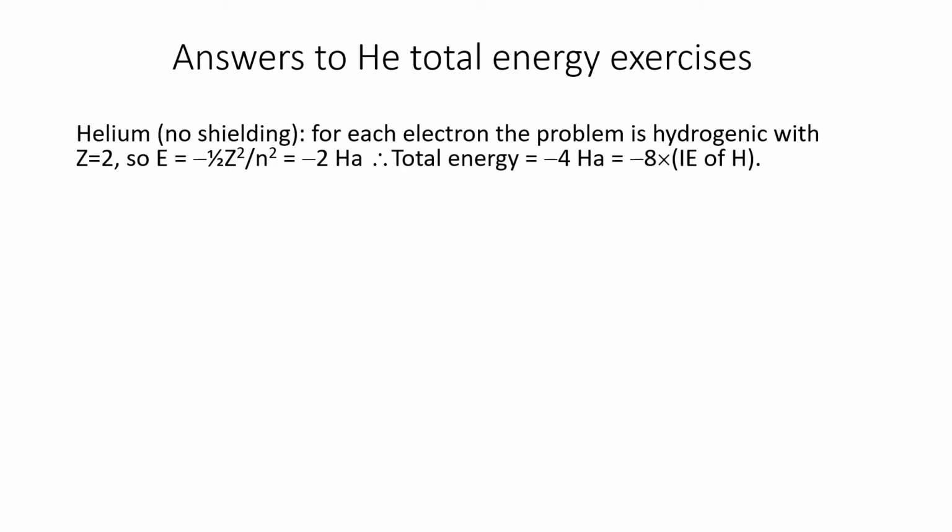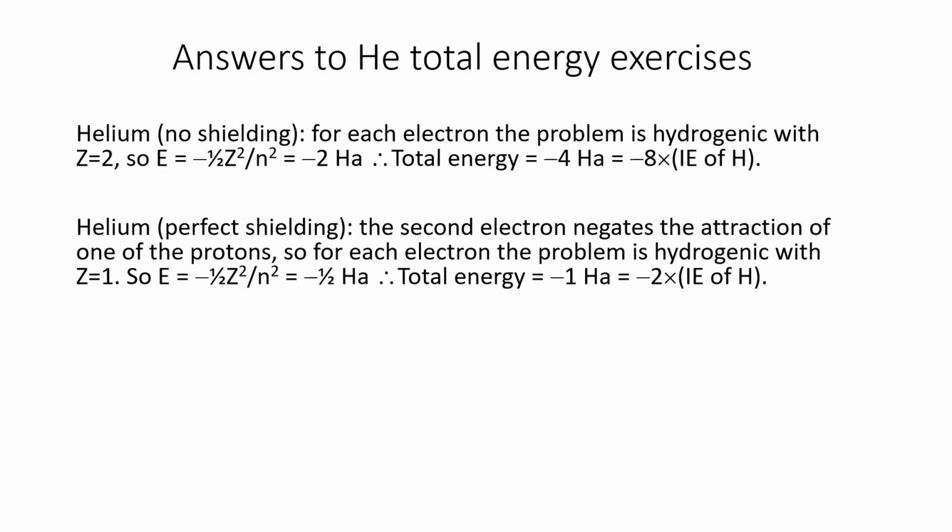But of course there are 2 electrons in helium, so if we want the total energy of the helium atom, we need to multiply that answer by 2, and so we get -4 Hartrees as the total energy. And remembering the conversion between Hartrees and the Rydberg, that means it'll be 8 times the ionization energy of hydrogen. So that is if the second electron is doing no shielding at all.